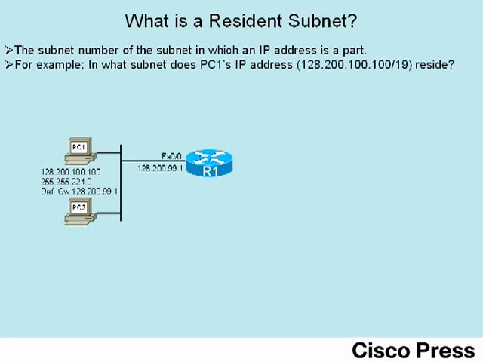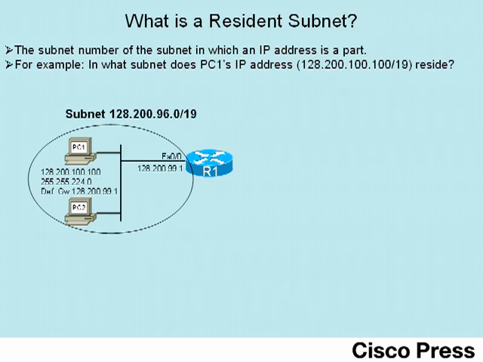For instance, here in the figure we have PC1, and it's been assigned an IP address of 128.200.100.100, and it's got a mask of /19 or 255.255.224.0. Now the question is, what is the subnet number in which this IP address resides? As it turns out, the subnet number is 128.200.96.0 with that same /19 mask.